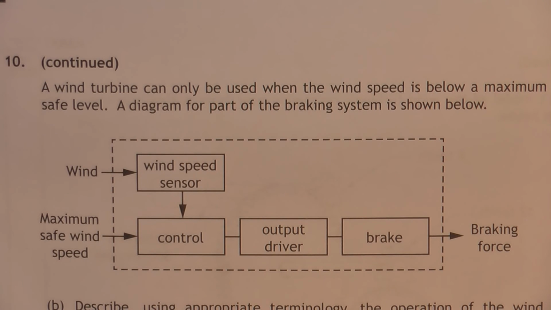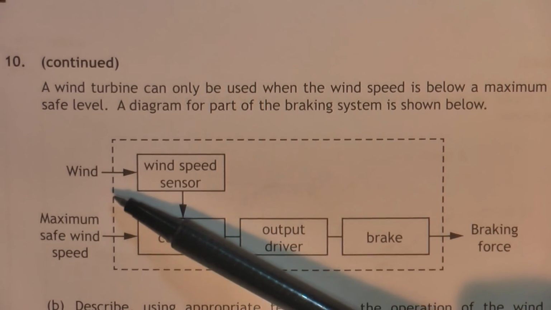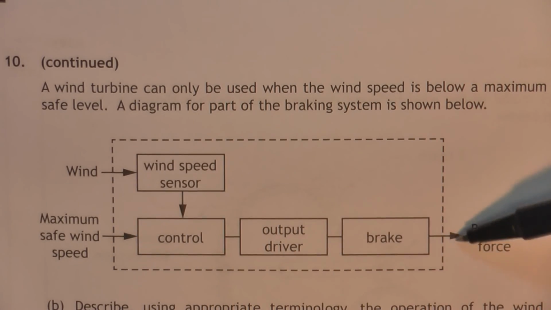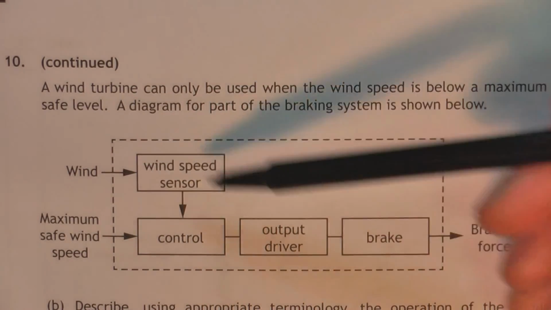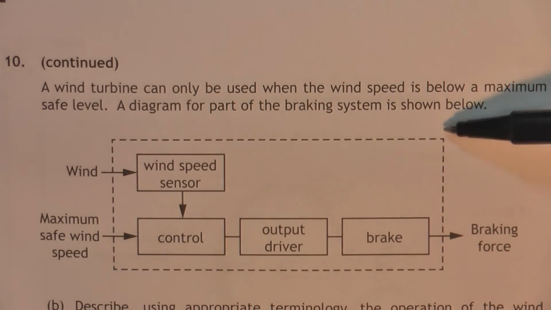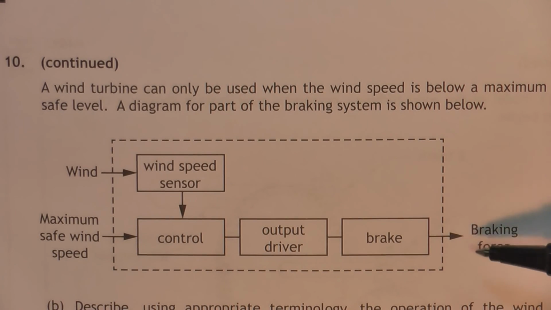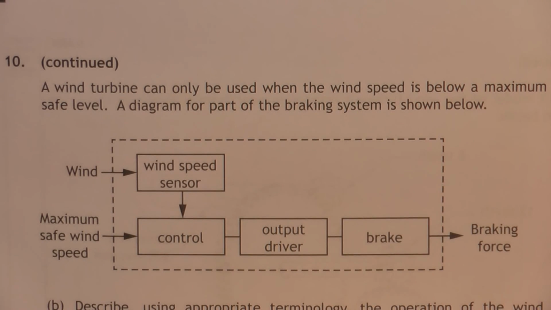This is an example of an open loop system. The wind that's been measured, it's not measuring the output force, it's measuring something else. There's no loop going back in. This is open loop control. The previous one had a loop going back from the output. The previous one was closed loop control. This one is open loop control. Open loop, there is no loop.